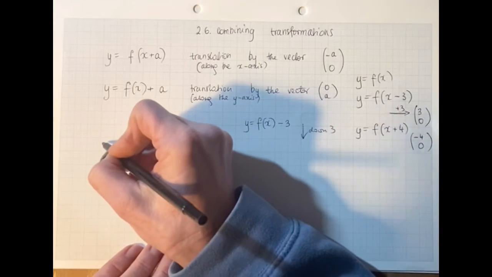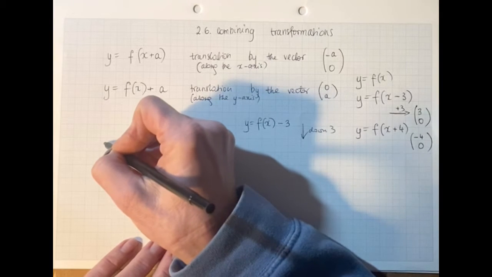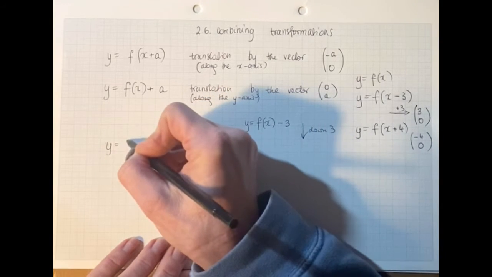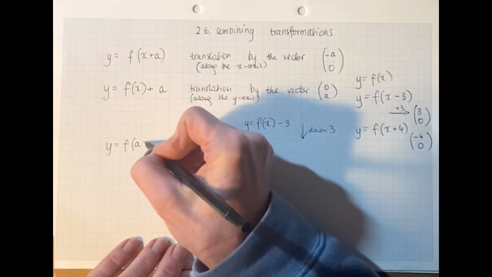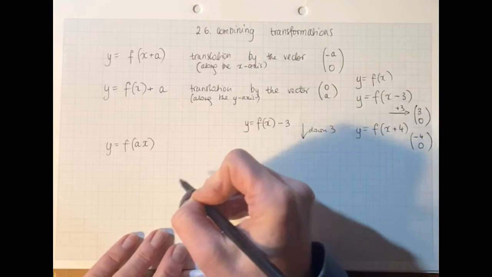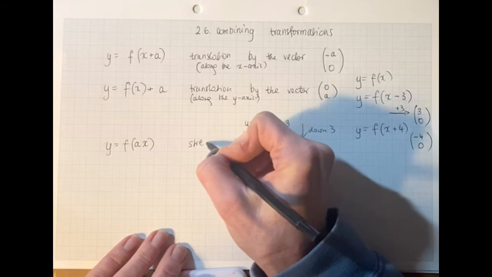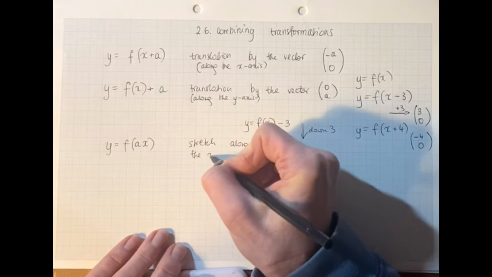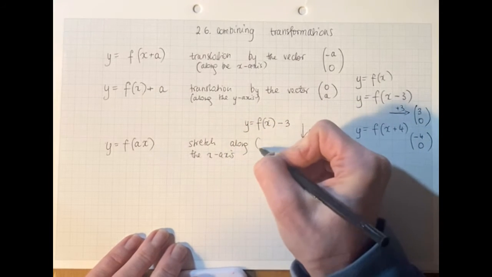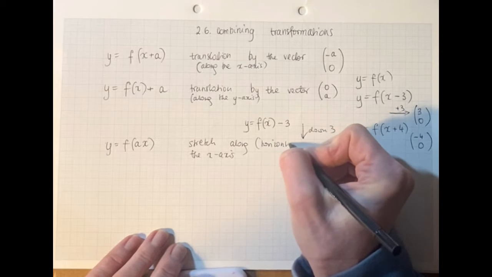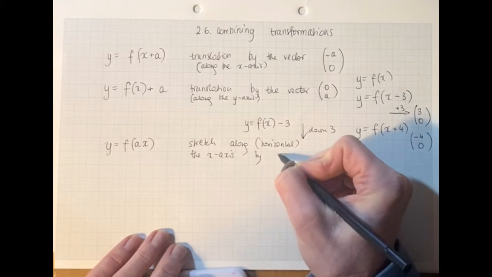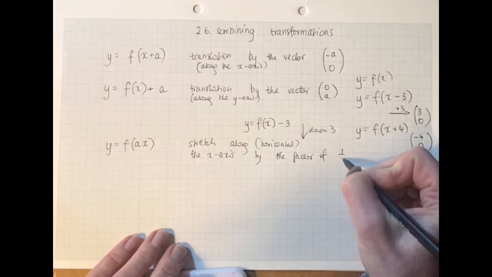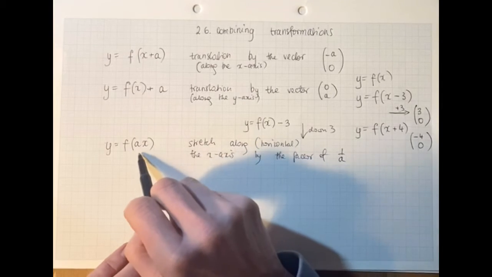So you also need to know what stretches are. So stretches or enlargements along one of the axes. So the first one will go along the x-axis. So if you multiply the x inside the bracket by a, that will represent a stretch along the x-axis. So a horizontal stretch by factor of 1 over a.